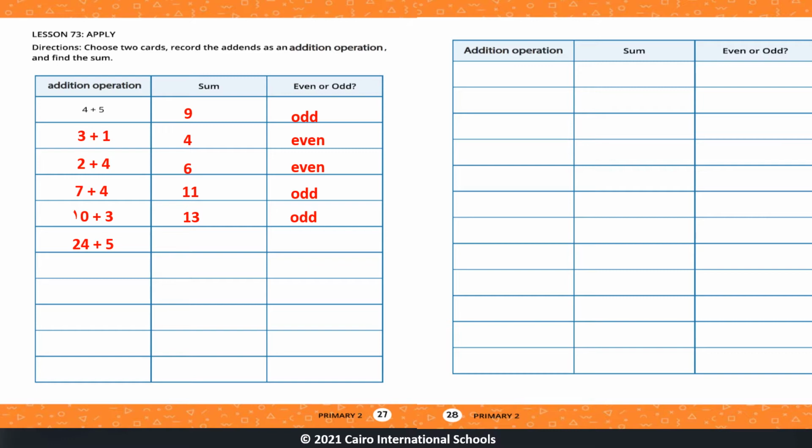24 plus 5. 24 plus 5, big number in my mind, small number on my fingers. After 24, 25, 26, 27, 28, 29. 29, look at the ones digit in 29. 9 is odd, so the whole number will be odd. You can complete the rest of the questions by yourself. They are very easy and you can do it.